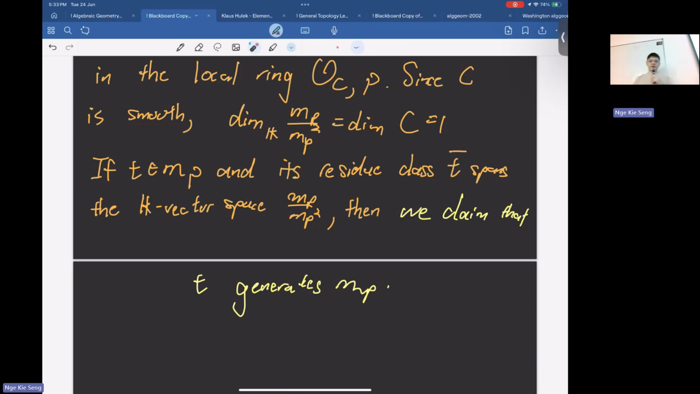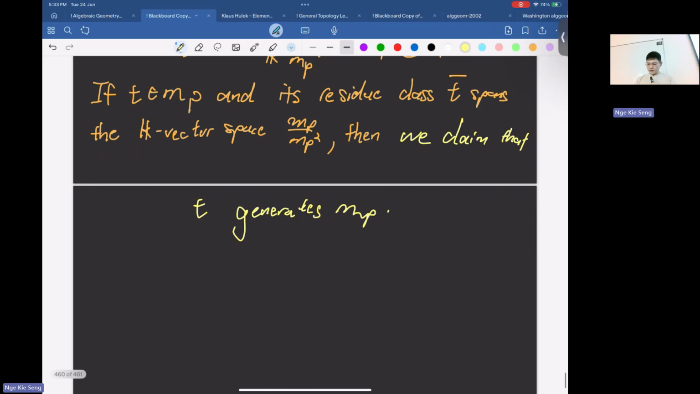So how to prove this? What's the statement you need here, actually? You need a statement that if T generates MP over MP squared, then T generates MP. So let's work backward and see what kind of statement we need.